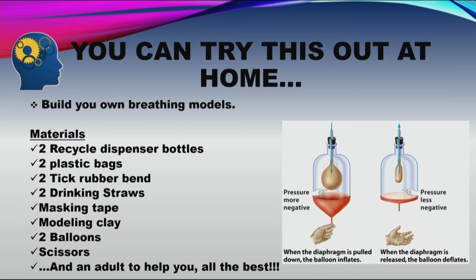Now, I will give you a little assignment, if you have the materials and a person to help you. What you can do at home is build your own breathing model. This will show what happens when we breathe in and what happens when we breathe out. The materials you will need are as follows: 2 recycled dispenser bottles, 2 plastic bags, 2 thick rubber bands, 2 drinking straws, masking tape, modeling clay, 2 balloons, and scissors. And of course, ensure you have an adult to help you, please.